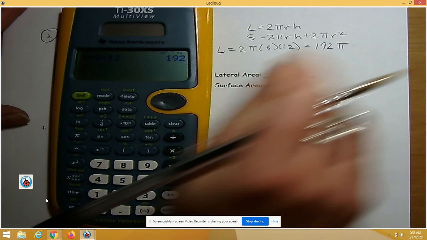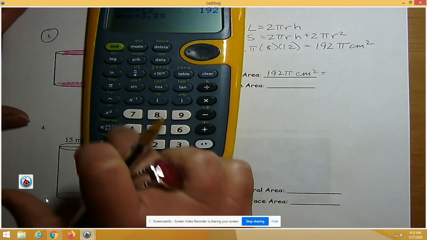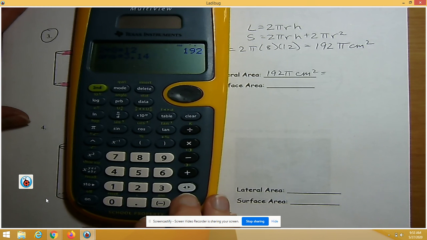Now, if you want to do that with 3.14 for pi, then you would just multiply by 3.14. And I'm going to get 602.88 centimeters squared. All right.